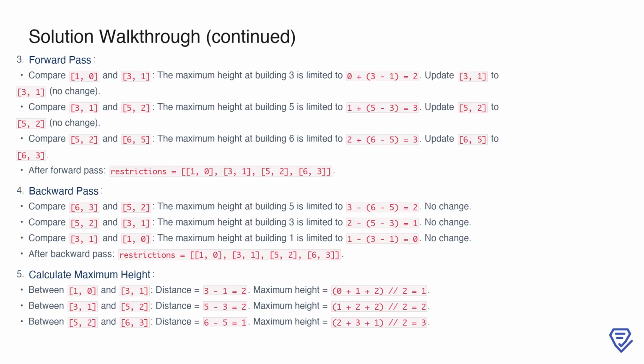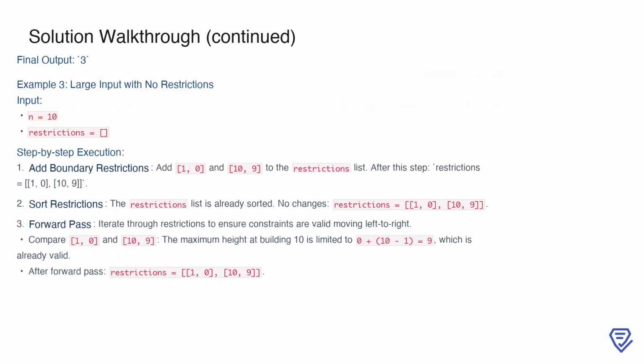Between 1, 0, and 3, 1, the maximum height is 0 plus 1 plus 2, / 2 equals 1. Between 3, 1, and 5, 2, the maximum height is 1 plus 2 plus 2, / 2 equals 2. Between 5, 2, and 6, 3, the maximum height is 2 plus 3 plus 1, / 2 equals 3. The final output for this example is 3.